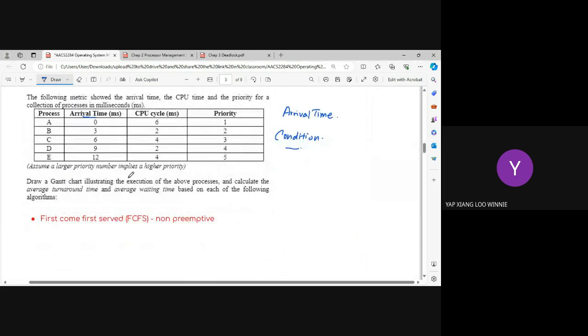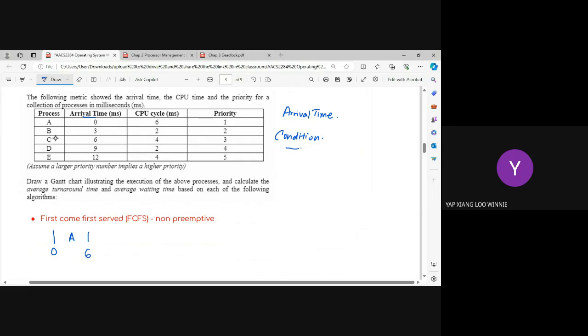Now, if we look into this one, the easiest one, the first come first serve algorithm. At first, you have to draw a Gantt chart. So you start with 0. And you see now, A comes first. So imagine you're going to process A, and for the CPU cycle of 6 milliseconds, you're going to take up 6 milliseconds to finish it.